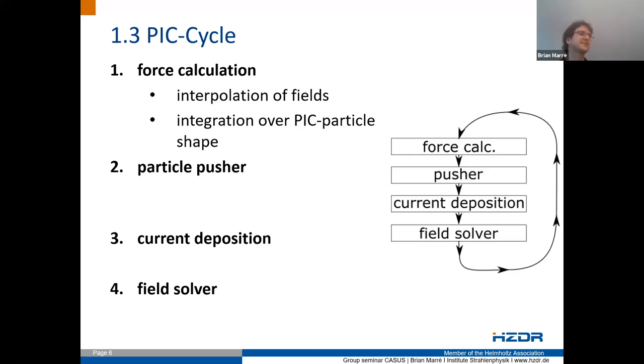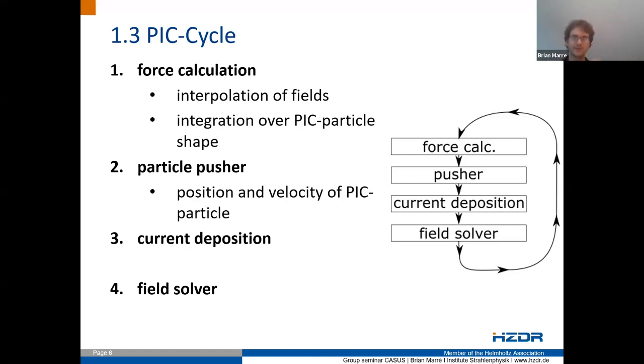Particle shape is, in essence, you give your PIC particles a shape, like a distribution of their actual weight. And that's mostly done for numeric reasons. And then, of course, if you give your particles such a shape, you also want to integrate your force over this shape. So in essence, it's a folding of your particle shape with your actual Lorentz force field.